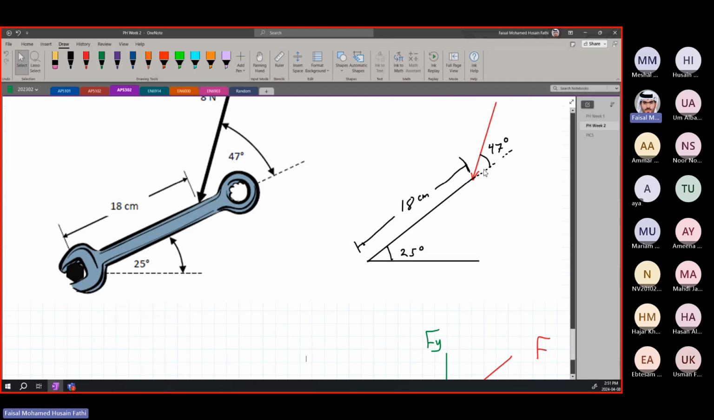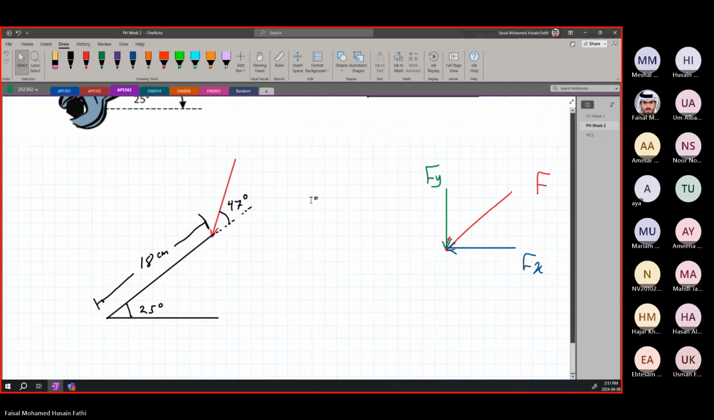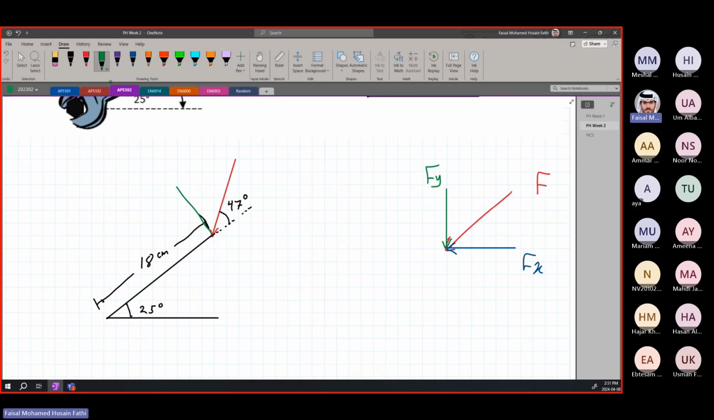Let's break it down into its components based on this, which I will just copy paste down over here. We have a force that is perpendicular to the surface. We will call it Fy. And then we're going to have a force that is parallel with the surface. We will call it Fx.